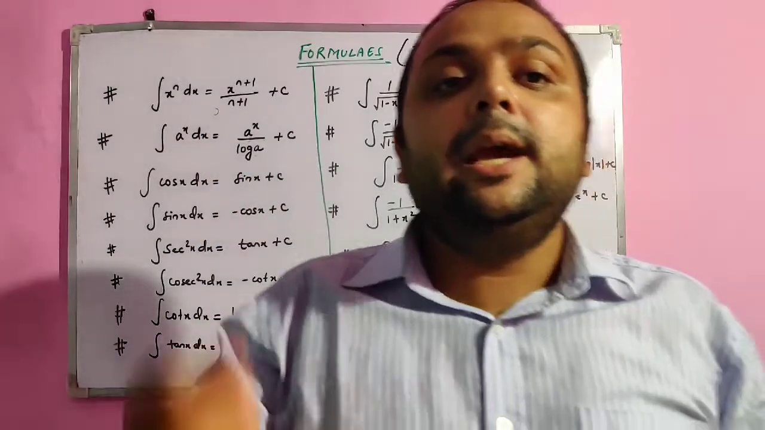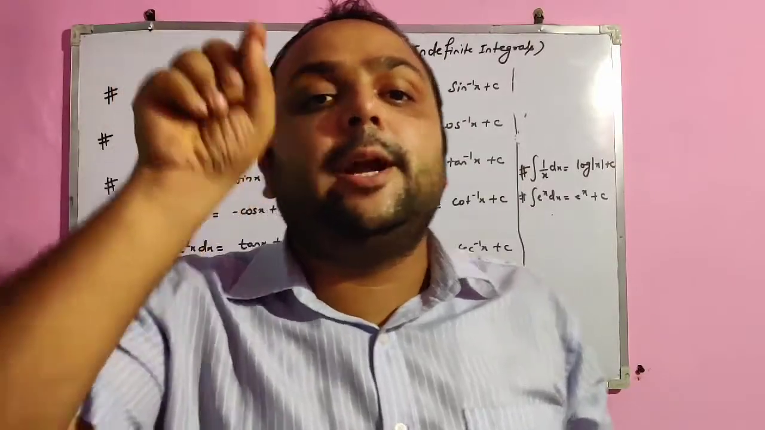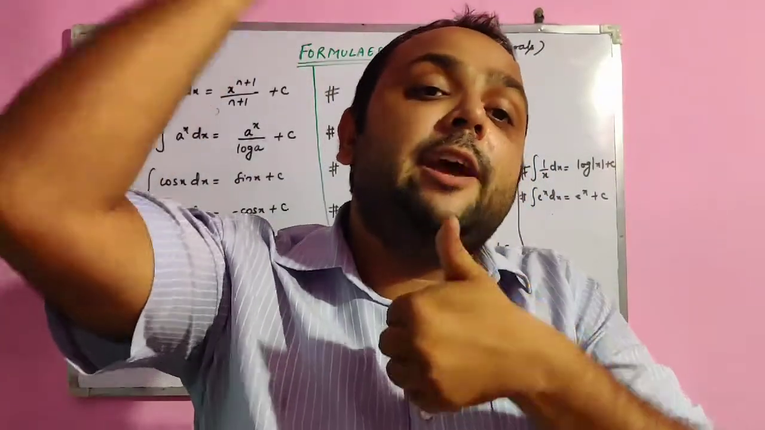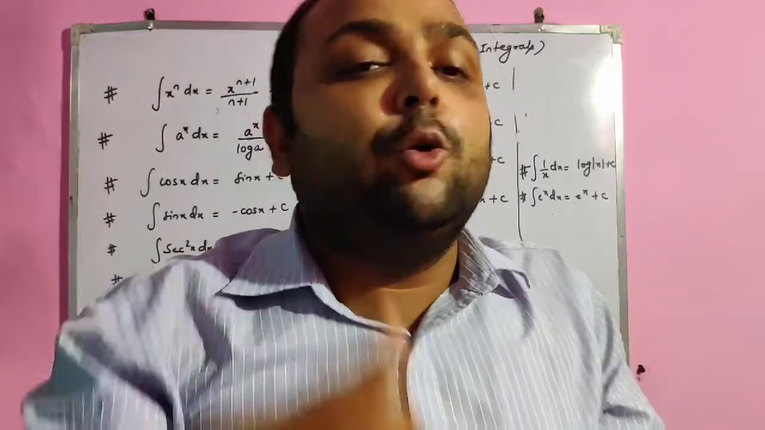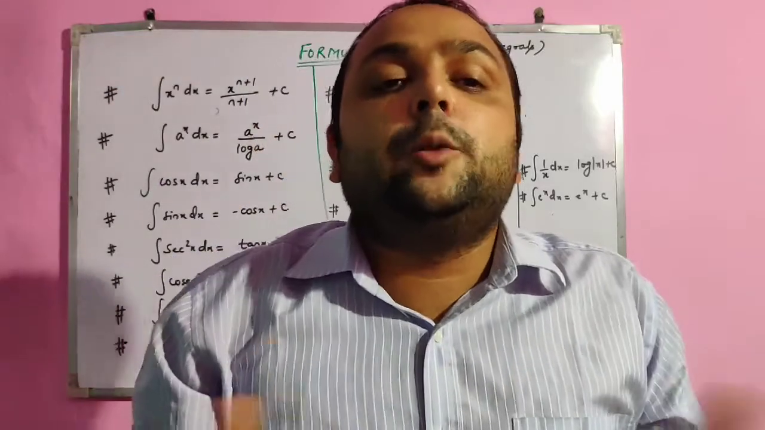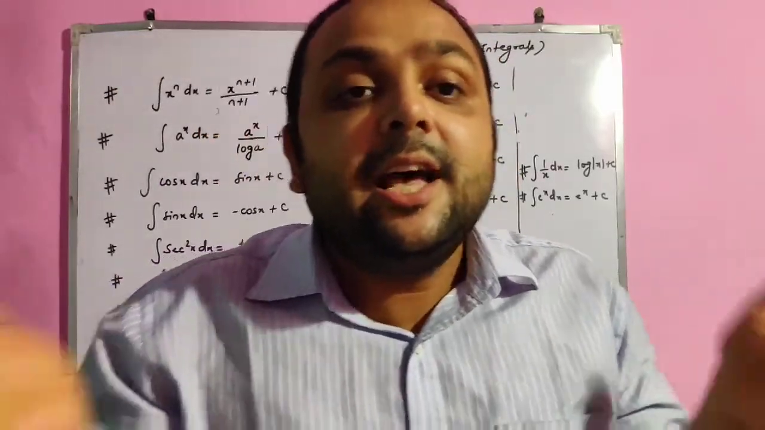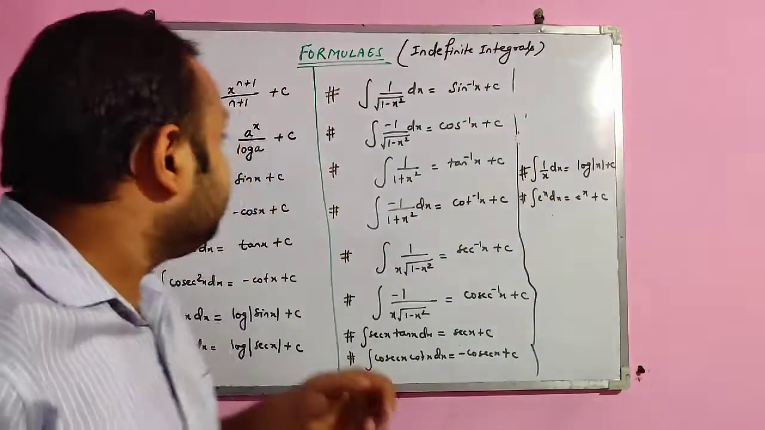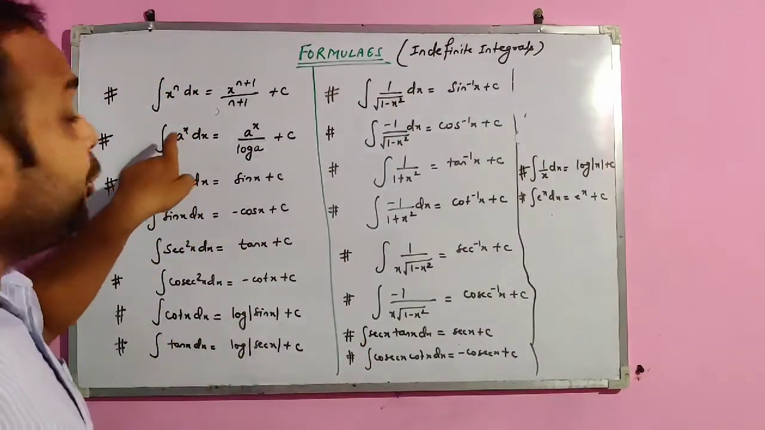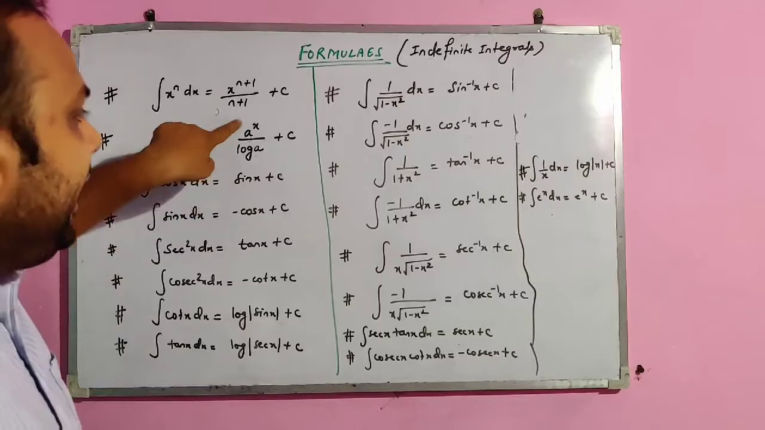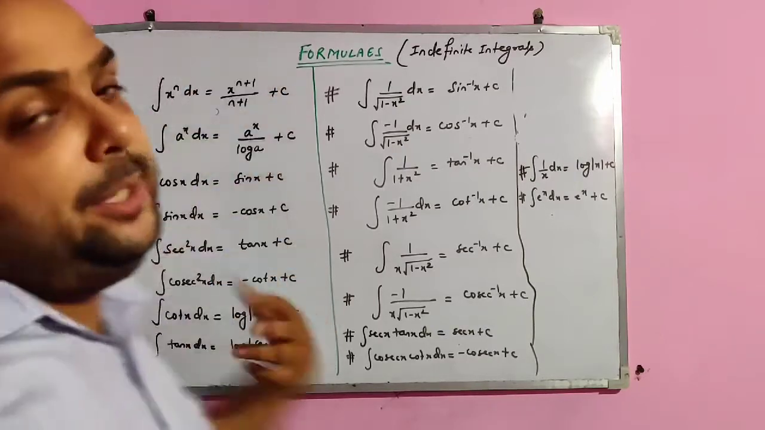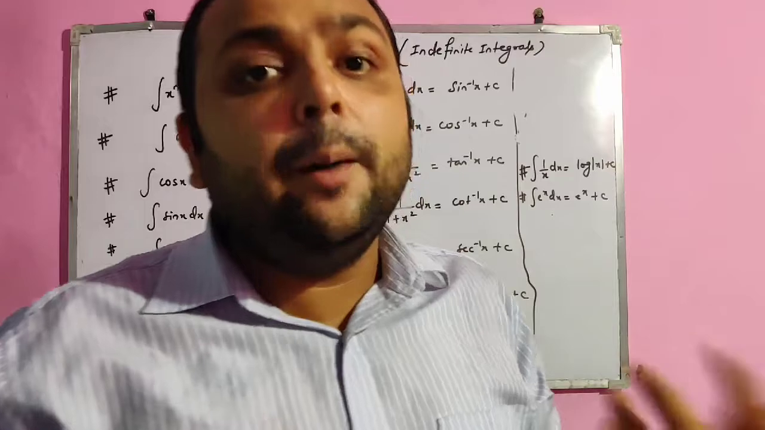Suppose you have power of 3. So the answer will be x to the power 4 divided by 4 plus c. The power will increase, and whatever the new power is, it should be in the denominator also. Suppose x to the power 7 dx. So the answer is x to the power 8 divided by 8 plus c. Then integration of a to the power x dx is equal to a to the power x divided by log a plus c. All these will be used in solving the problems.